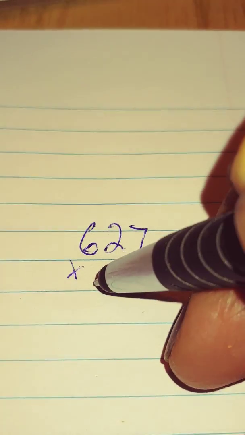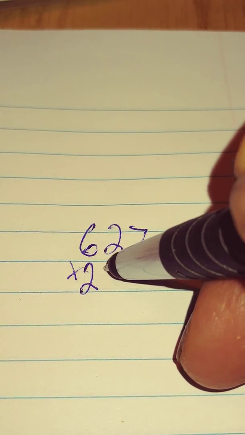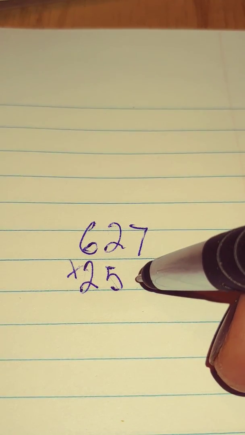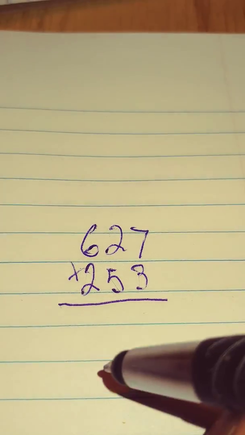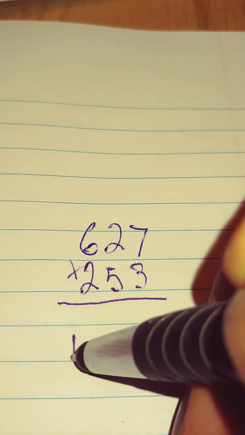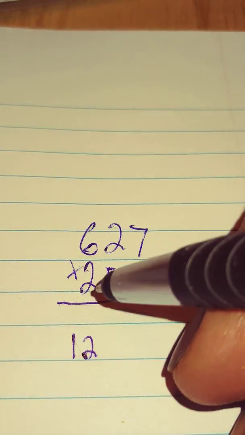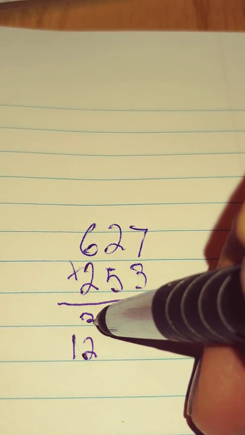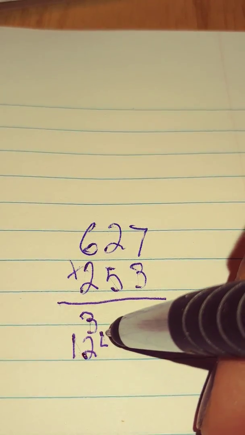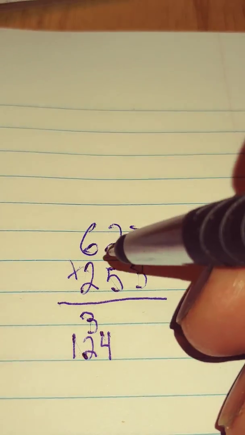627 times 253. Okay, I call this the box. This time we're going to put down 12. 6 times 2 is 12. And across. Now we see 34. We put 34. Then we have here 14.